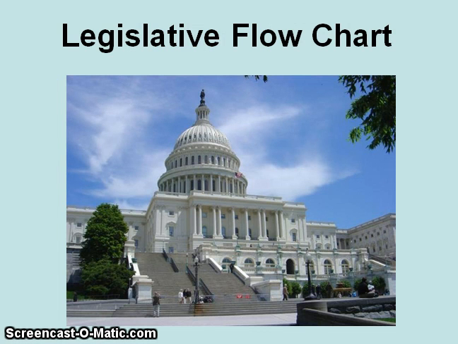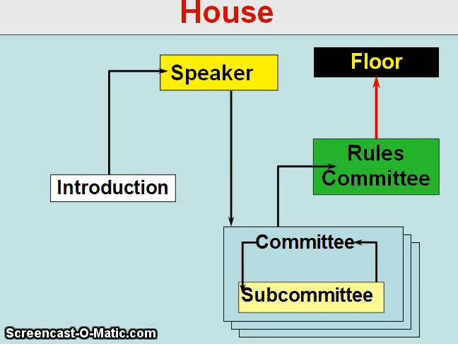So to finish up, here's a legislative flowchart that shows you a graphic representation of all the steps that I've just discussed. We see introduction of the bill, the speaker assigns it to committee, the committee chair assigns it to subcommittee, we get out of the committee, it goes to the rules committee, and goes onto the floor of the House for consideration and debate.